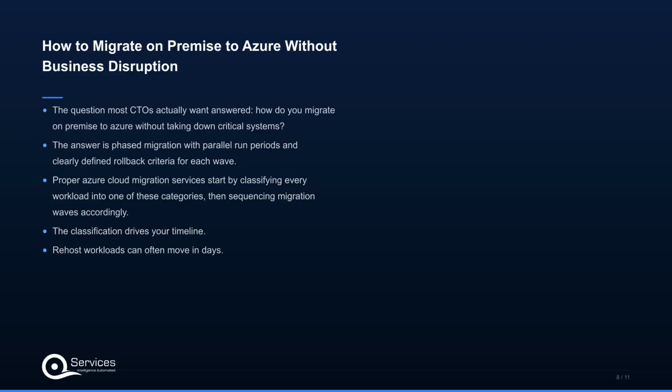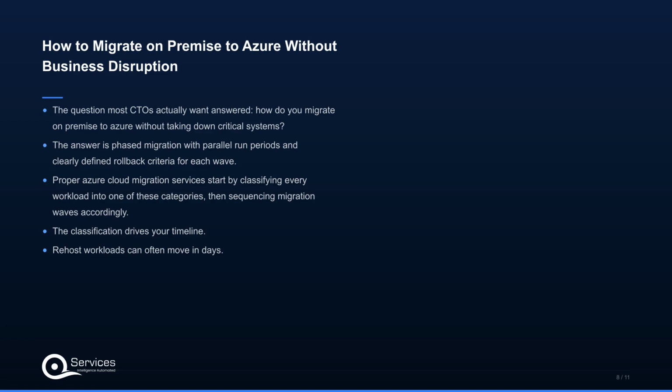Next up, let's talk about how to migrate on-premise to Azure without business disruption. The question most CTOs actually want answered: how do you migrate on-premise to Azure without taking down critical systems? The answer is phased migration with parallel run periods and clearly defined rollback criteria for each wave.